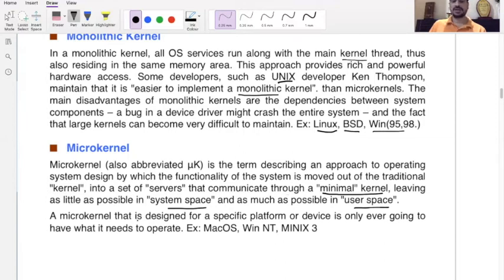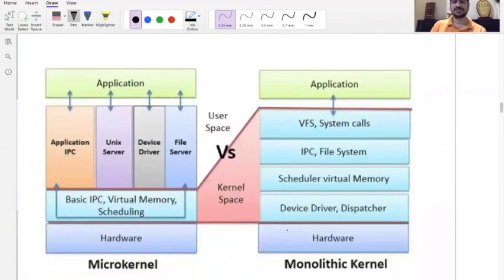The microkernel that is designed for a specific platform or device is only ever going to have what it needs to operate. There are some examples of microkernel like Mac OS, Windows NT, which is a network version of OS, or Minix 3, that is also a type of microkernel. Now let's see the difference between these two with the help of a diagram.